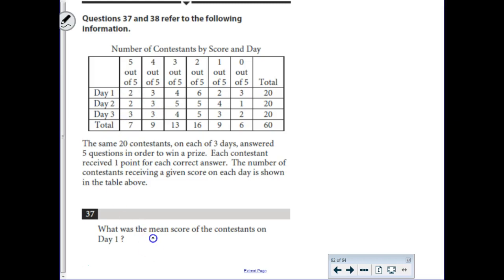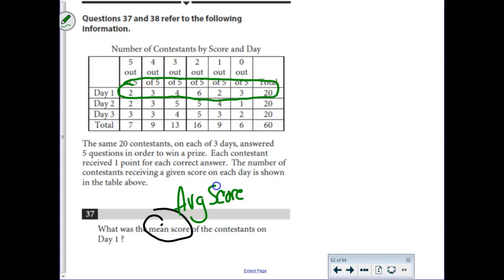So the first question says, what was the mean score from day 1? Here's all the information from day 1, and there's 20 contestants. We already knew that. And we're supposed to find the mean. So first issue is a vocabulary issue. What does mean mean? It's the average. So you're supposed to add up all of the scores and divide by how many contestants you have.